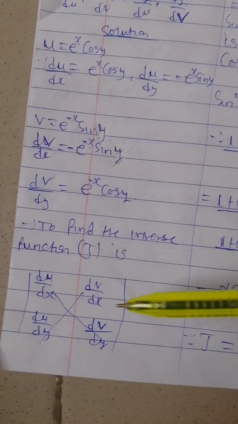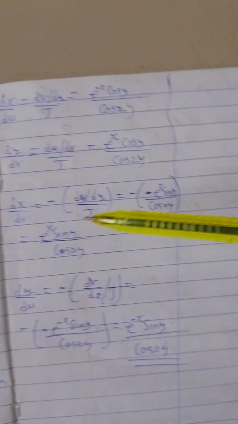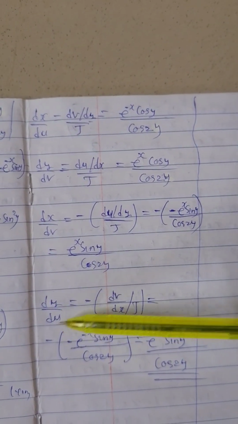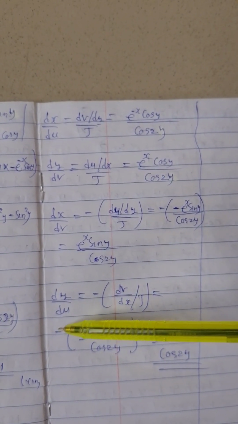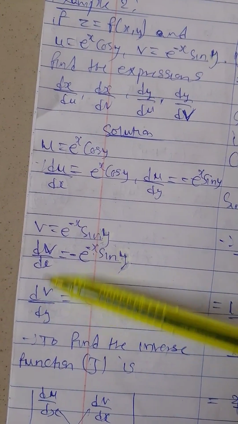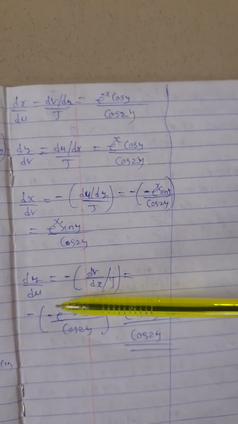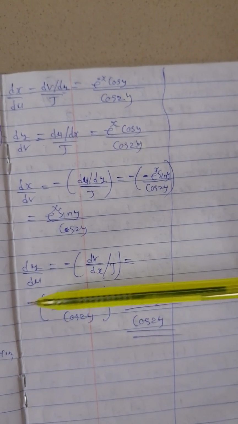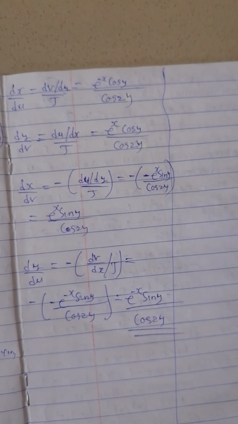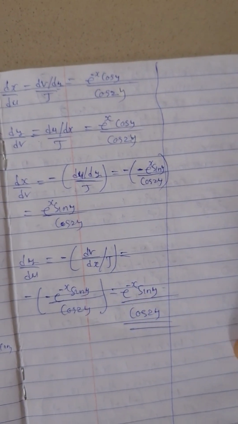Now again, dy over du is equal to minus dv over dx. So that becomes dy over du is equal to minus dv over dx over j, which now becomes equal to minus bracket. The answer for dv over dx is minus e raised to minus x sin y, all over j, which is cos 2y. If you open the bracket here, minus times minus is plus. That becomes e raised to minus x sin y all over cos 2y. Very, very simple.